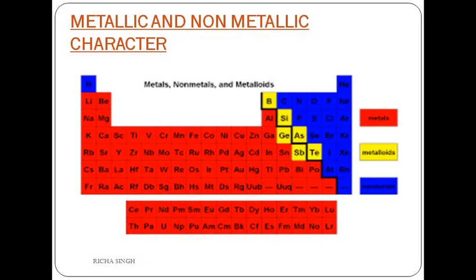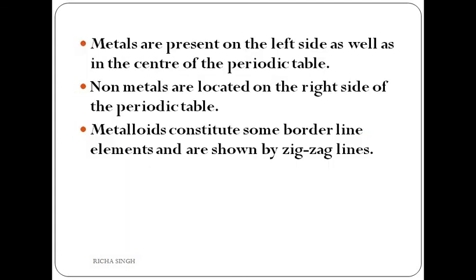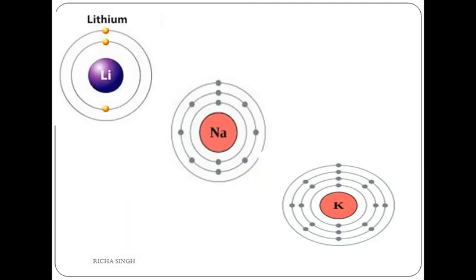So if we talk about group 1 elements, lithium, sodium, potassium, rubidium, cesium, they all are metals. But how will you tell which is more metallic in nature? Let's see how we can show this. This is lithium, sodium and potassium. Here you can see there is an increase in the atomic size. Lithium has 2 orbits, sodium 3 and potassium 4 orbits.